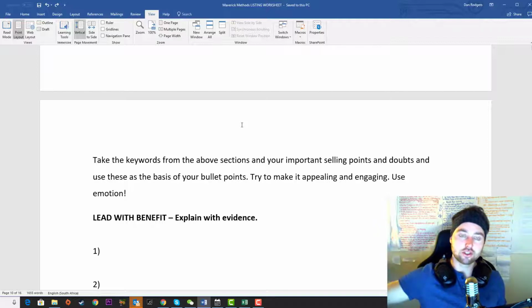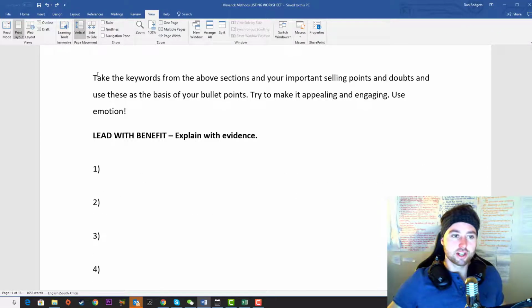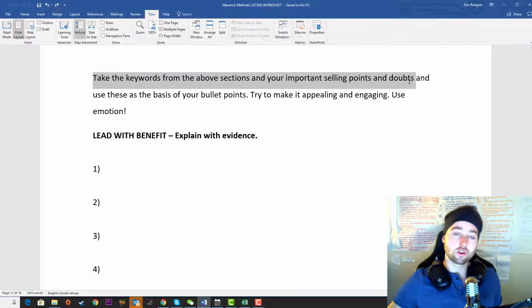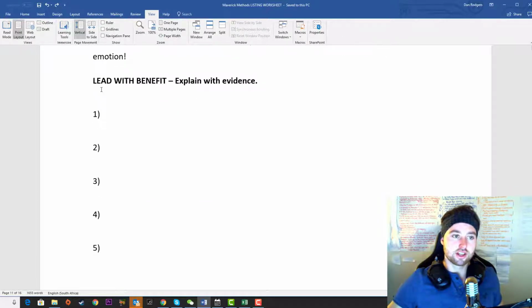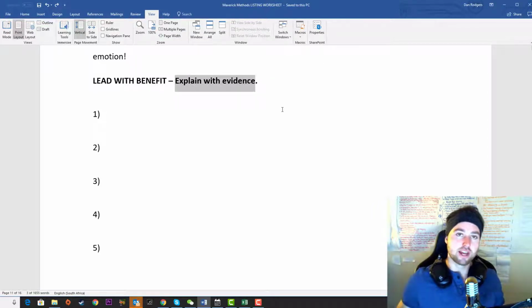And this way you have a very natural conversational inclusion of those keywords. Over here, we're going to take keywords from our above sections and our important selling points or doubts and how we overcome those doubts. And these are going to be the basis for our bullet points. So here you can see we're always going to lead with the benefit in capitals, attracts a lot of attention, tells people quickly what this is about. And then we can explain with evidence. Why do we have this benefit on our product? Why is our product better in this way than others, etc.